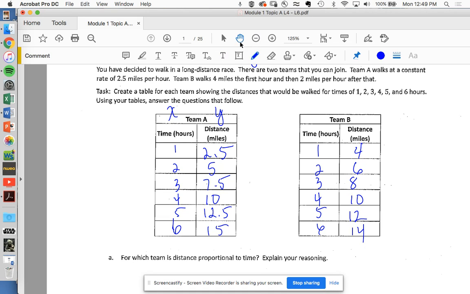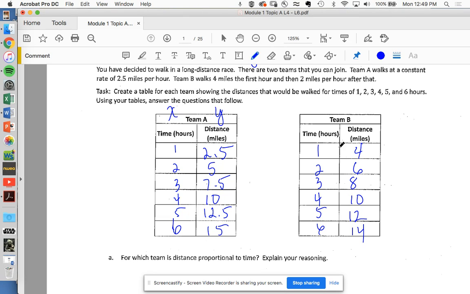Okay? Now, A says for which team is distance proportional to time? Are they both? What about this? What do I do to 1 to get to 2.5? What do I do to 2 to get to 5? 2.5. What do I do to 5 to get to 12.5? 2.5. That looks good. That looks like the constant of proportionality is 2.5.